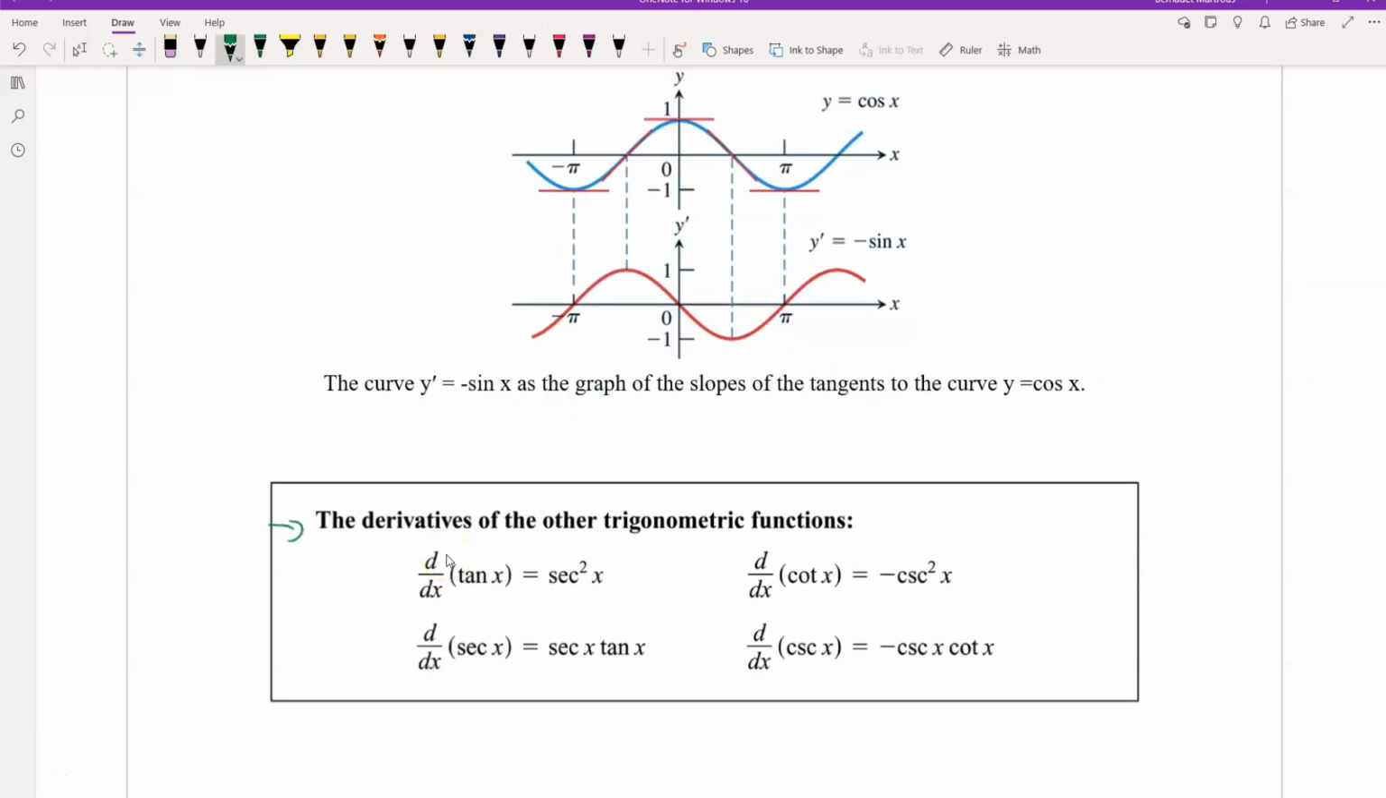Here on this part, we have the derivatives of the other trigonometric functions. Derivative of tangent x with respect to x is equal to secant squared x. Derivative of cotangent x with respect to x is equal to negative cosecant squared x. Derivative of secant x with respect to x is equal to secant x times tangent x, and the derivative of cosecant x with respect to x is equal to negative cosecant x times cotangent x.